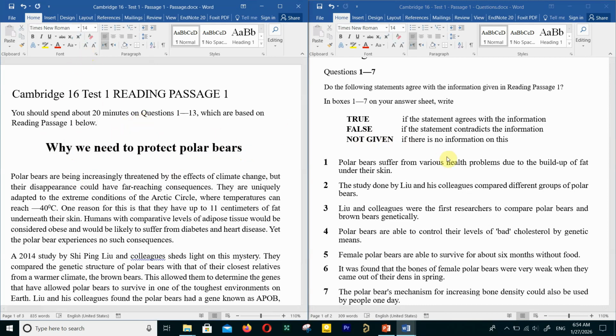In True, False, Not Given, if the statement agrees with the information, you're going to write True. If the statement contradicts the information, it is False. And if there is no information on this, you're going to write Not Given. So what are the tips that you have to take care of for this kind of questions?